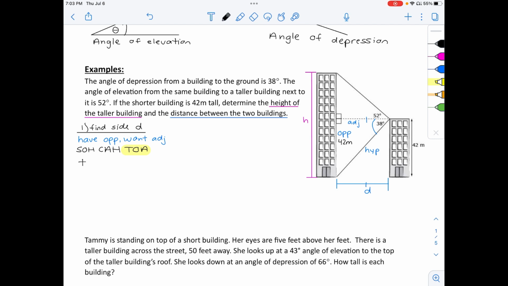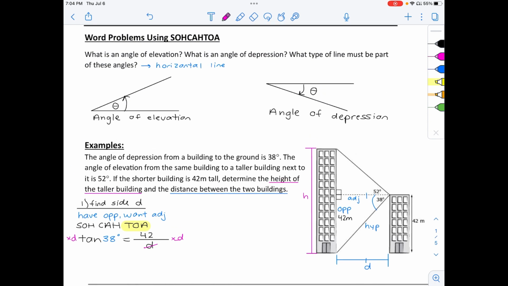So I will write tan of 38, okay, that's the angle I'm using, is equal to my opposite side, which is 42, divided by my adjacent side, which I'm going to call D, okay, because it measures the same as the blue line that I have labeled as D. Now I just need to rearrange, isolate to solve for D. So I'm going to multiply by D on this side, multiply by D on this side to cancel out the denominator here.